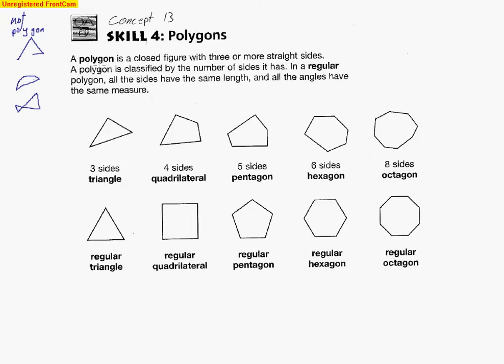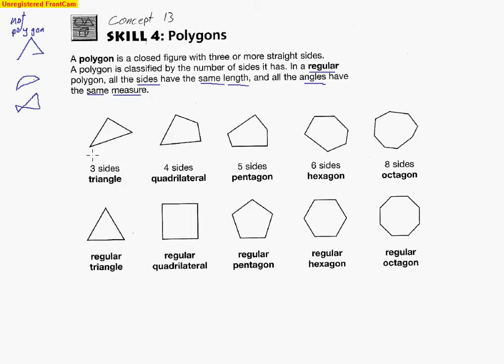So again, polygons have at least 3 or more straight sides, and a polygon is classified by the number of sides. And a regular polygon has all sides the same length, and angles that have the same measure. So we have lots of different polygons, but only certain ones are going to be regular. And regular ones are a little bit easier to find areas and that sort of thing. They'll also look a little bit nicer as well. So you'll see that in this example.